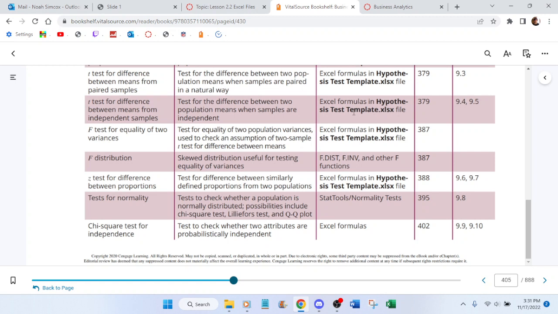Tests for normality: tests to check whether a population is normally distributed. You could use the chi-square test, the Lilliefors test, and QQ plot. The chi-square test for independence checks whether two attributes are probabilistically independent.